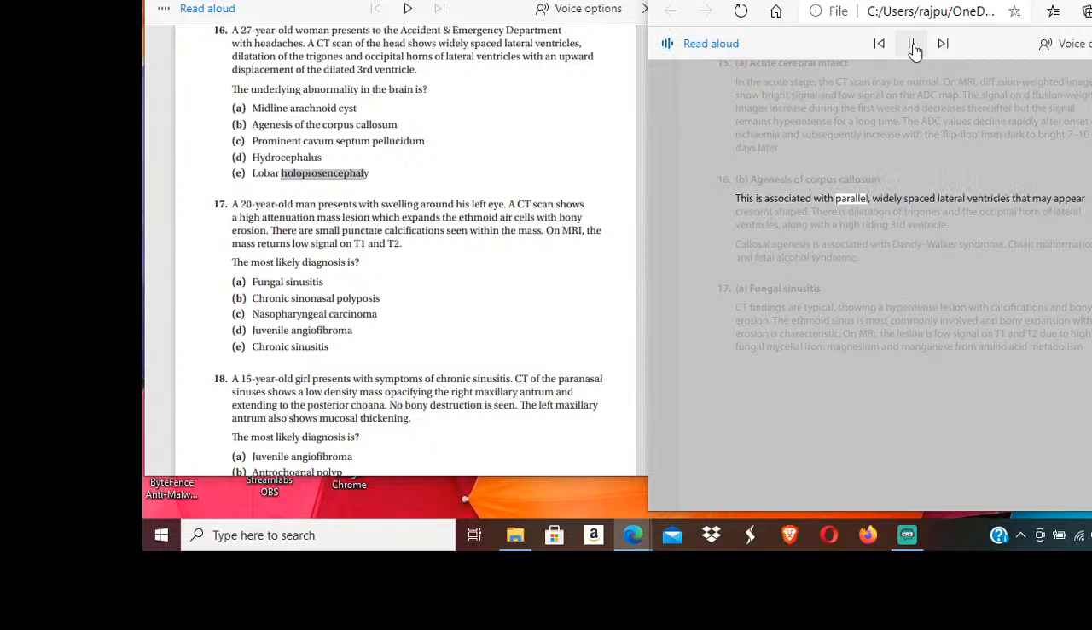This is associated with parallel, widely spaced lateral ventricles that may appear crescent-shaped. There is dilatation of the trigones and the occipital horns of lateral ventricles, along with a high-riding third ventricle. Callosal agenesis is associated with Dandy-Walker syndrome, Chiari malformations and fetal alcohol syndrome.